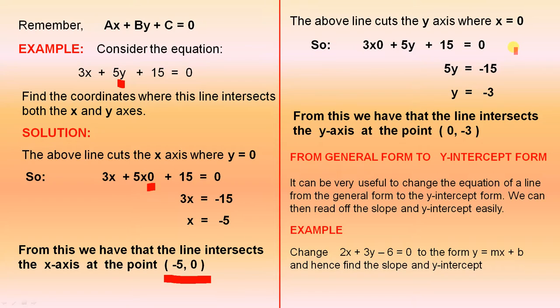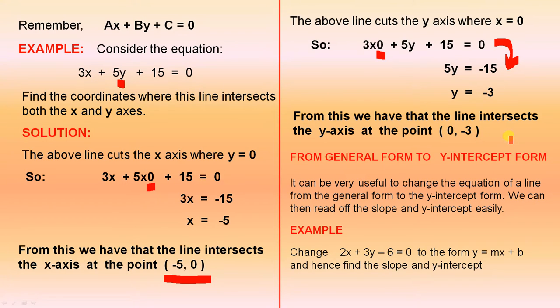The above line cuts the y-axis where x equals 0. So all we do now, wherever we see x, we put 0. So, to simplify from there to there, quite straightforward, because 3 times 0 is 0, and all we do is subtract 15 from both sides, so we have 5y equals minus 15, so y equals negative 3. From this we have that the line intersects the y-axis at the point 0, negative 3.